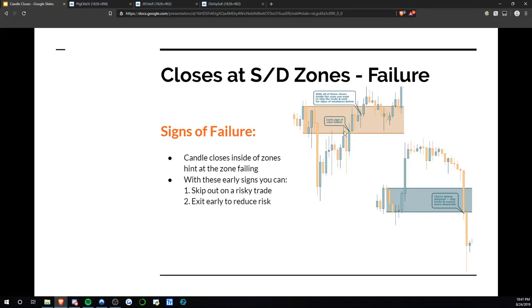And it showed clear signs that it was going to fail by 1, 2, 3, 4, 5 closes inside the zone before it finally broke the zone, closed above it, set that higher high, and then kind of went higher here. So this is an example of a demand zone.